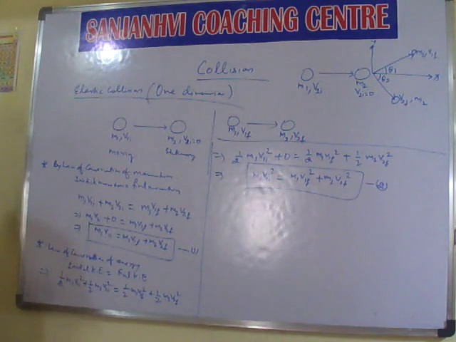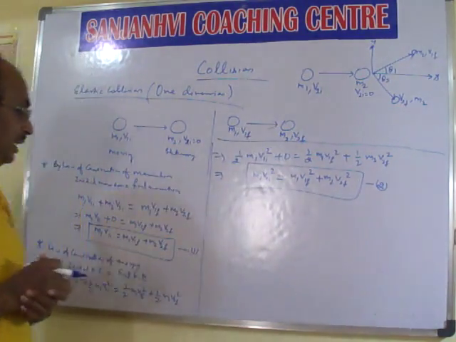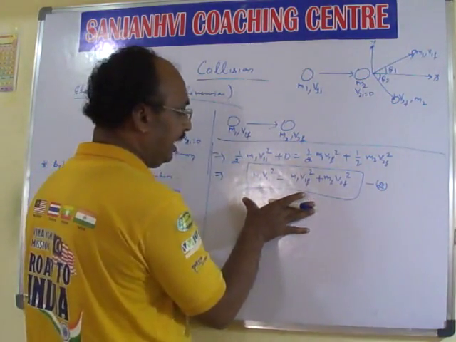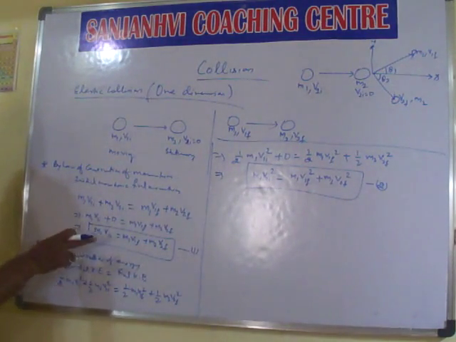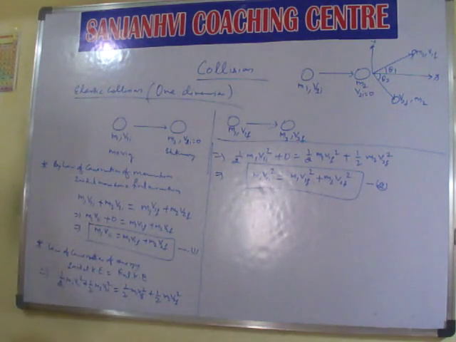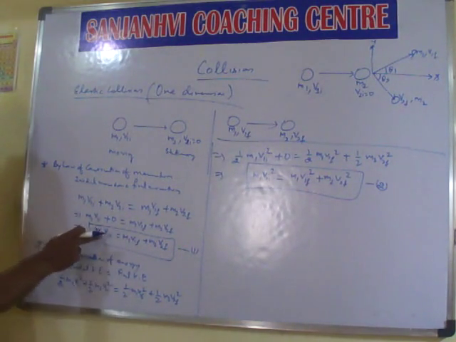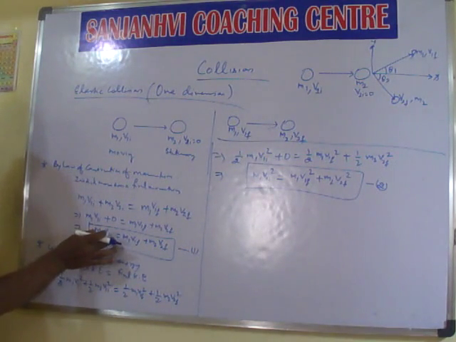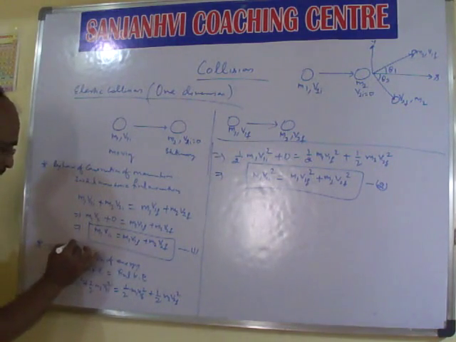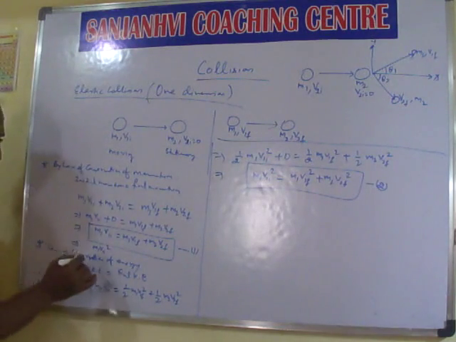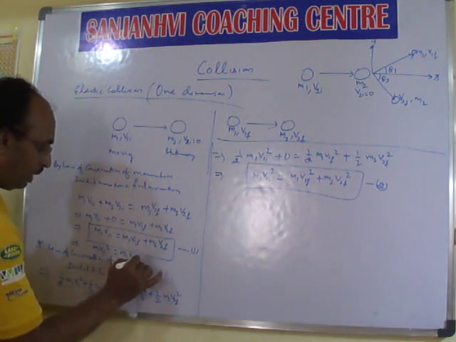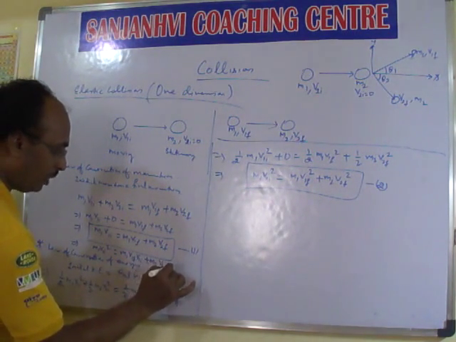Now what do we need to do? Here we will solve for V1I. Both are moving in separate directions. Both equations will now be written at one place, and we will find out. Let us multiply the momentum equation by V1I on both sides, so that we get M1 V1I square. So we can write M1 V1I square is equal to M1 V1F V1I plus M2 V2F V1I.